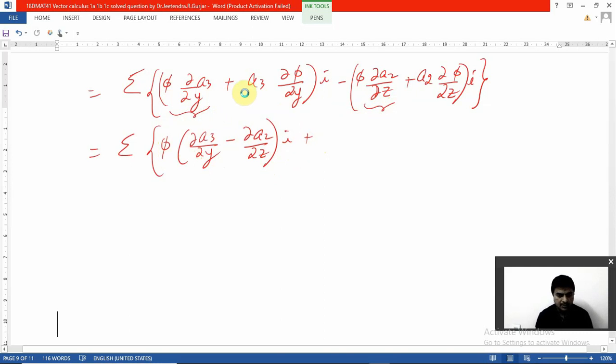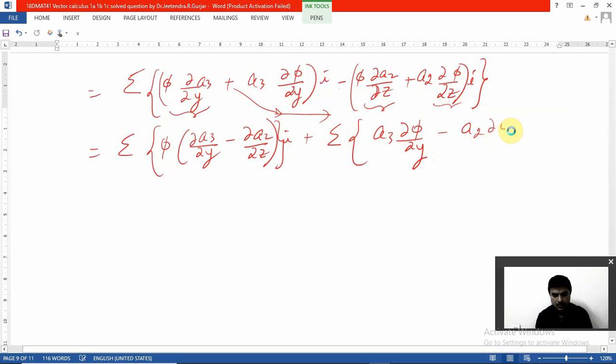Now I am going to take summation. Yes, this is again summation. This part I am going to take a3 dou phi upon dou y. So this part I have taken. If you are getting confused, please rewind the video again and again. So here the first part is over, the second part I am going to solve. So a3 dou phi upon dou y minus a2 dou phi upon dou y.